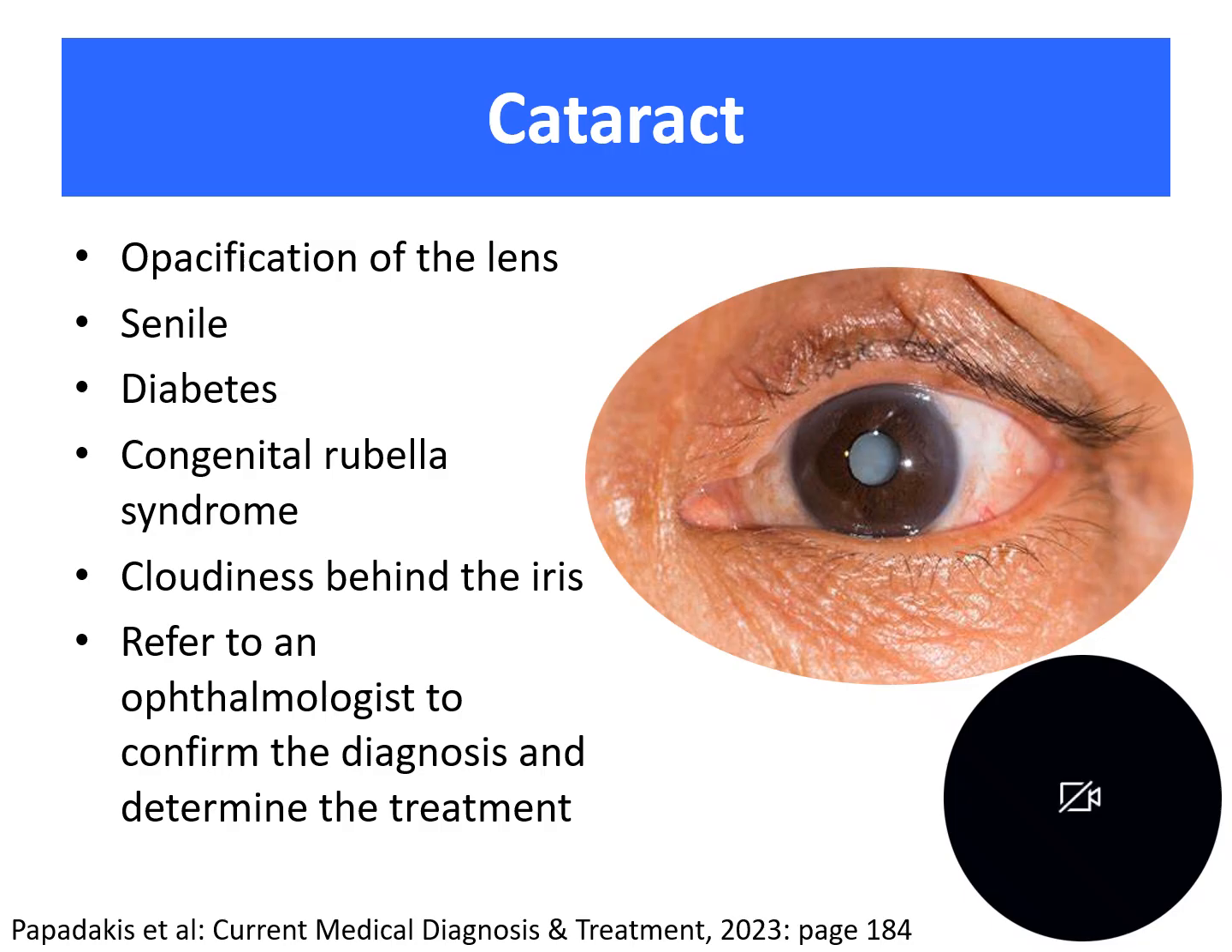Refer this patient on a non-urgent basis to an ophthalmologist to confirm the diagnosis, and the ophthalmologist is going to determine whether this is a mature cataract, whether this patient is a good candidate for an intraocular lens. They take out the inside of the lens that contains the cataract and they put an artificial lens inside the lens capsule that remains.